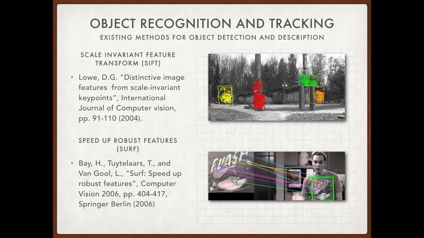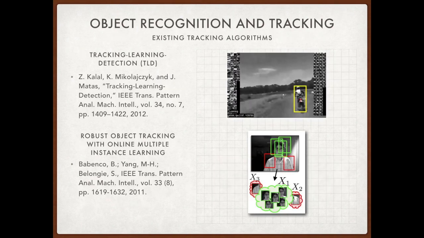A common approach to construct object recognition and tracking algorithms for robot vision is by using the detection and description of interest points of the scene. Well-known methods for this are the scale invariant feature transform, or SIFT, or the speeded up robust features, SURF. Well-known tracking algorithms that are very successful are, for instance, tracking-learning-detection, or TLD, or the tracking method using online multiple instance learning.